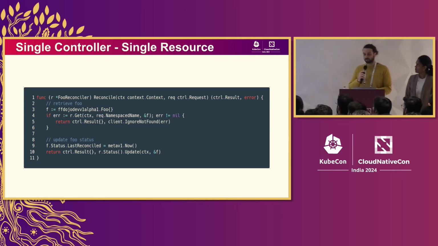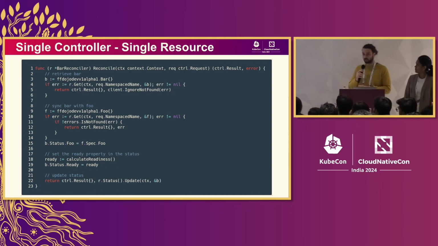So a quick glance at the foo reconciler. The foo reconciler is now way smaller. It only cares about foo, and it will just get the foo, and if it exists, we'll set the last reconcile field in the status and return.